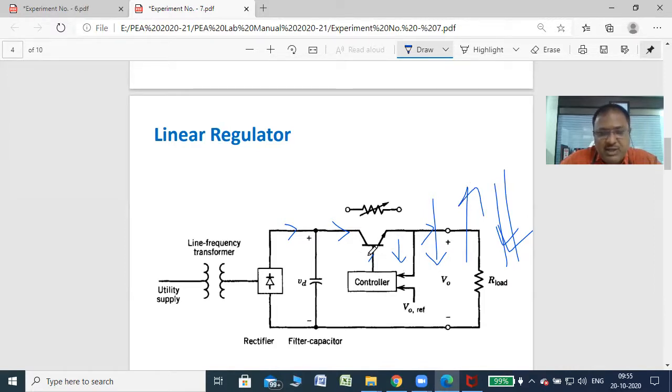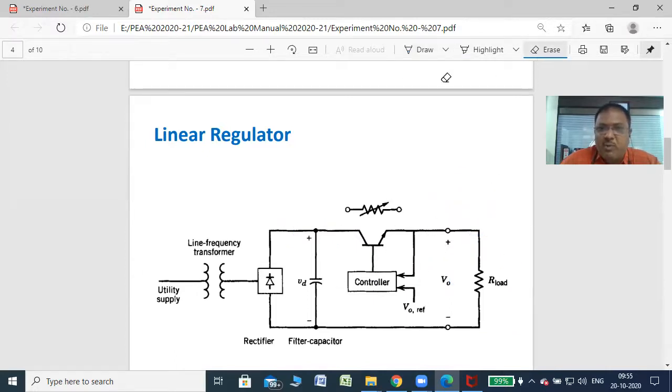As you decrease the base current, IE decreases. If IE decreases, IL decreases. If IL decreases, the voltage remains constant. Okay, I'll again explain these two conditions properly.